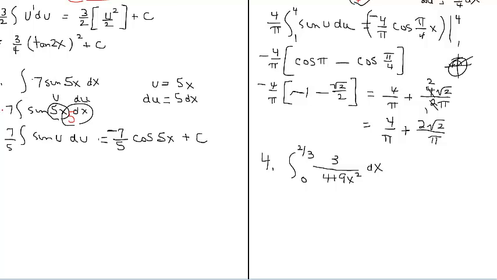For example 4, I've gone back to our inverse trig functions. If you try to integrate this using u substitution, you can see that u would have to be the denominator. The problem is the derivative would be 18x, and I don't have an x present here. So that approach is going to be out.